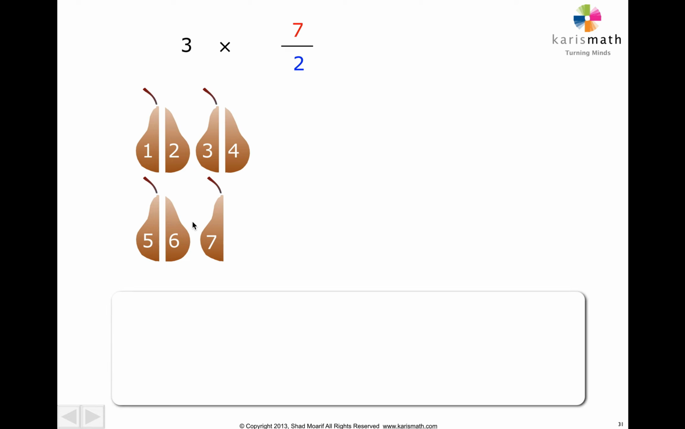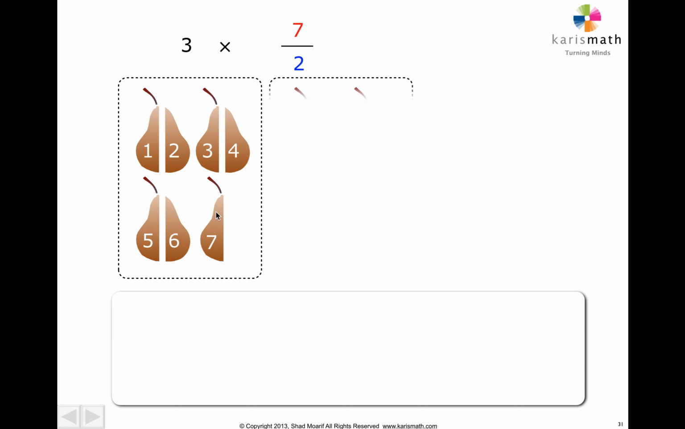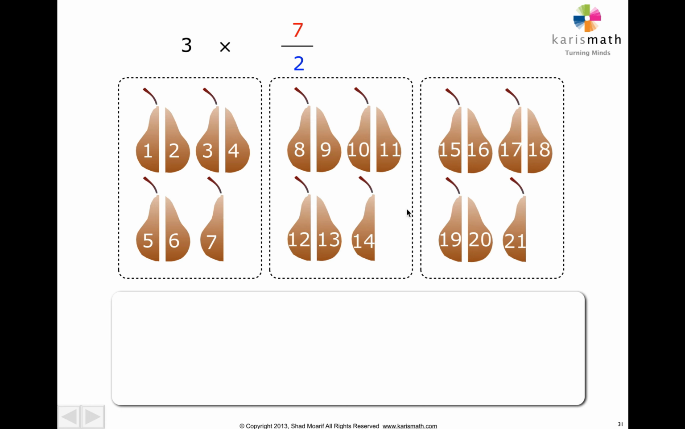And we repeat this 3 times. 1, 2, 3. Which means we end up with 21 halves. Do you see that? 21 halves. 3 times 7 halves would make 21 halves. So this is what we did. 3 times 3 1/2 is the same as 3 times 7 halves.